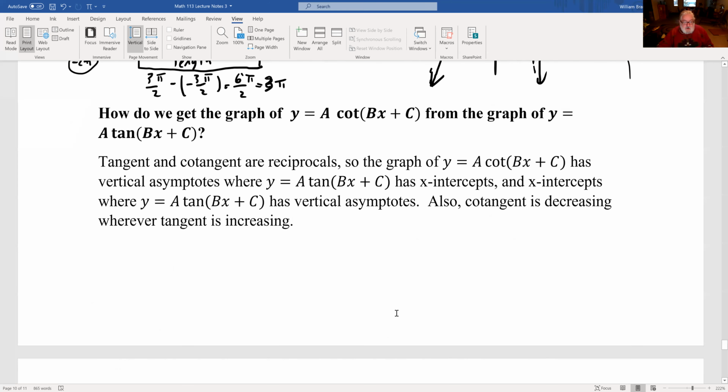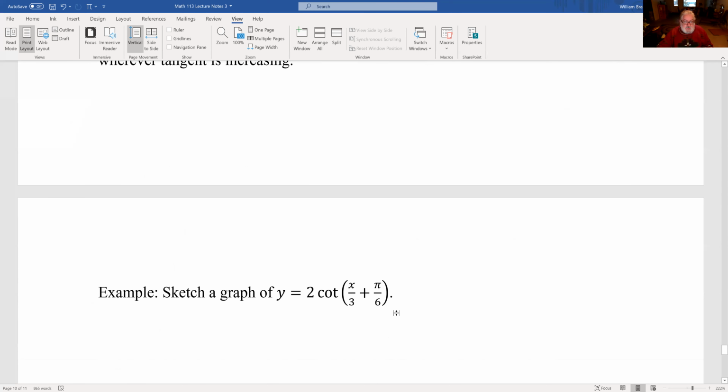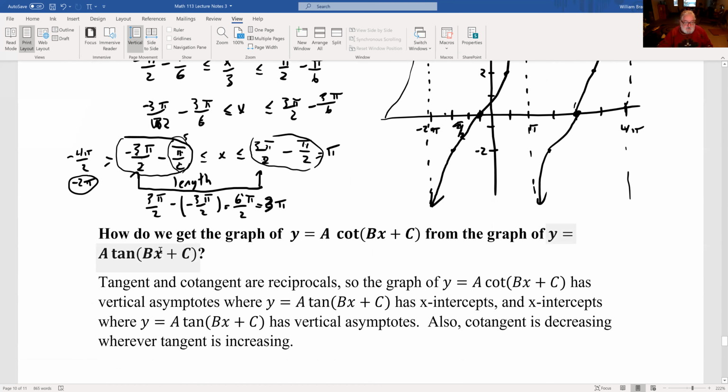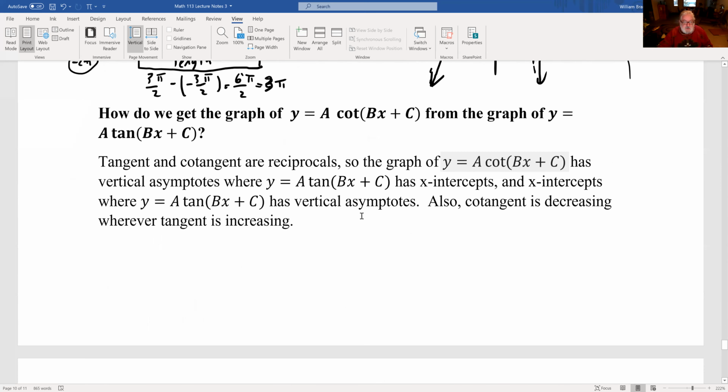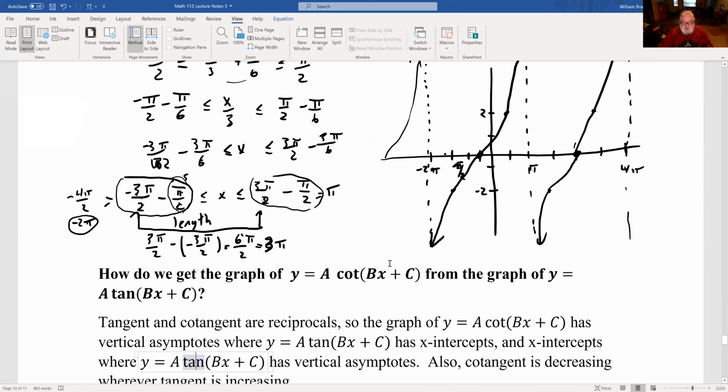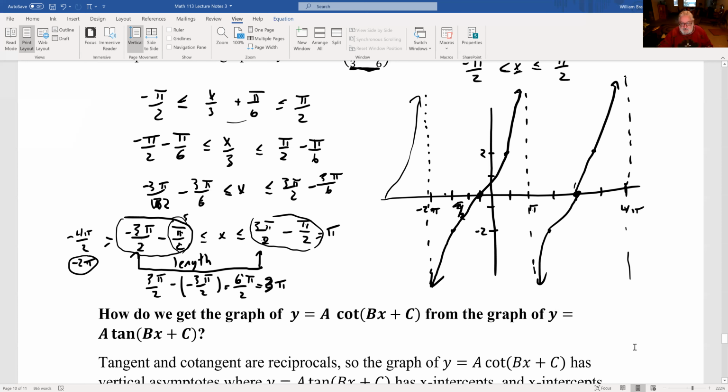How do you get a cotangent bx plus c from the graph of tangent? Well, tangent and cotangent are reciprocals, so if we know how to graph this function, 2 tangent x over 3 plus pi over 6, we can get the graph of cotangent. It'll have vertical asymptotes where the tangent has x-intercepts, and x-intercepts where tangent has vertical asymptotes, and it's decreasing wherever tangent is increasing. So actually, pictures can get pretty messy, but I'm going to sketch in the cotangent here very briefly.